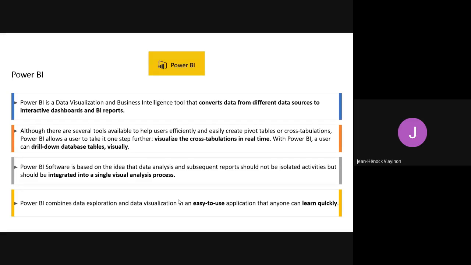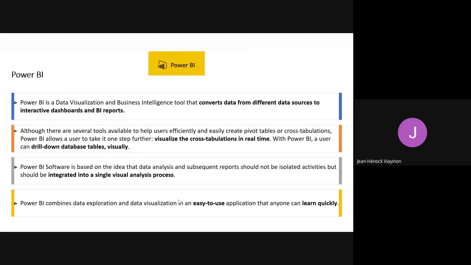Power BI is a data visualization and business intelligence tool that converts data from different sources to interactive dashboards and BI reports. Although there are several tools available to help users efficiently and easily create pivot tables and cross tabulations, Power BI allows a user to take it one step further, so that the user can visualize the cross tabulation in real time. With Power BI, a user could drill down database tables visually.